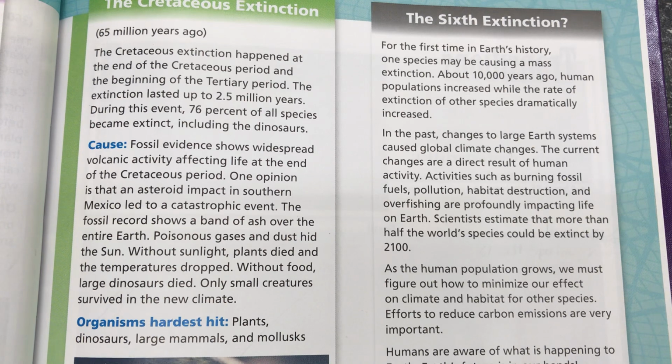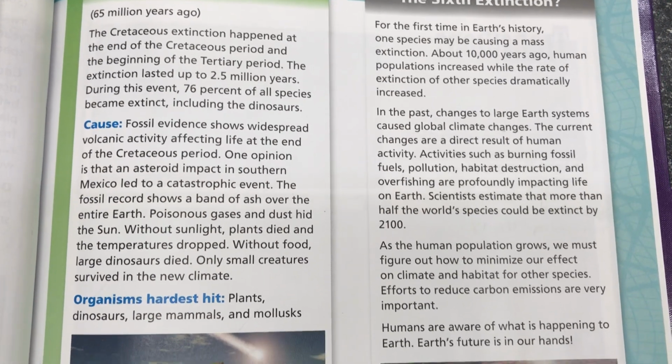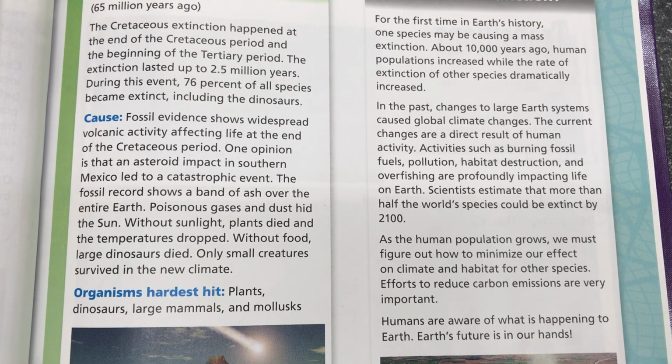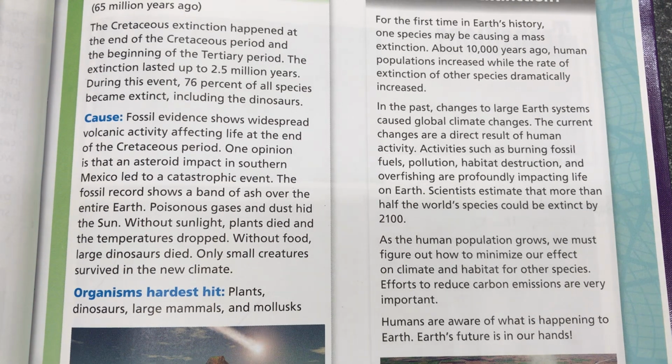Activities such as burning fossil fuels, pollution, habitat destruction, and overfishing are profoundly impacting life on Earth. Scientists estimate that more than half the world's species could be extinct by 2100. As the human population grows, we must figure out how to minimize our effect on climate and habitat for other species. Efforts to reduce carbon emissions are very important. Humans are aware of what's happening to Earth. Earth's future is in our hands.